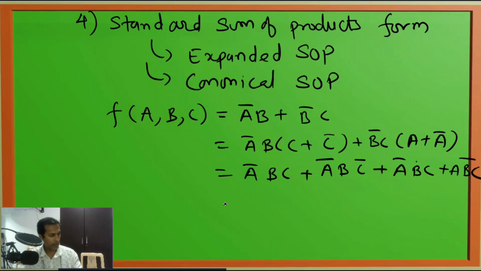So now a product term which contains all the variables of the function either in complemented or uncomplemented form is called as the min term.